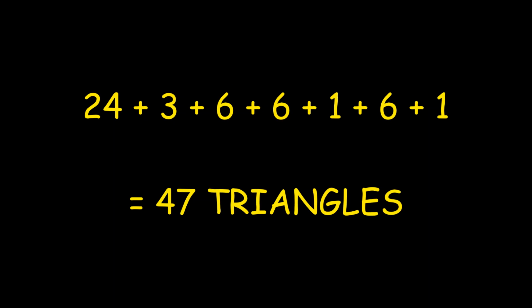Now adding all these 7 cases, we get 24 plus 3 plus 6 plus 6 plus 1 plus 6 plus 1. That adds up to the total number of triangles in the figure as 47 triangles.